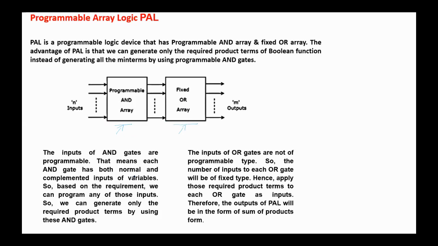So based on the requirement, we can program any of those inputs and hence generate the required product terms by using these AND gates. The inputs of the OR gates are not of programmable type. So the number of inputs to each OR gate will be of fixed type. Hence, we apply those required product terms to each OR gate as inputs. Therefore, the outputs of PAL will be in the form of some sum of products.